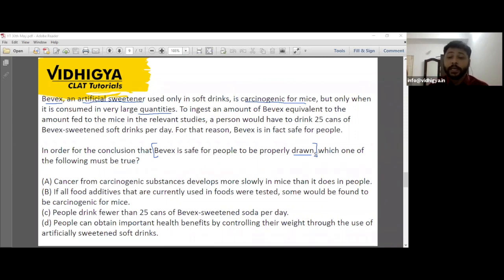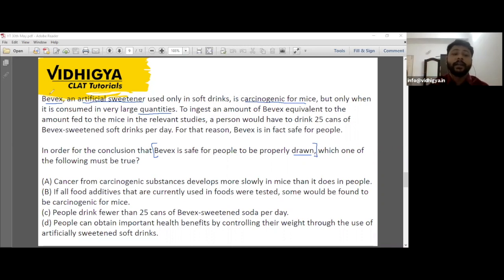So what you do is you just identify the keywords in the question stem. You try to identify which is the specific part about which this question is asking me something. All right, you directly identify that thing in the paragraph. You try to relate the information that is given in the stimulus, and then you answer the question accordingly. So I have this thing in mind, that conclusion that Viveks is safe for people to be properly drawn. Which one of the following must be true? And I have to hunt for this.